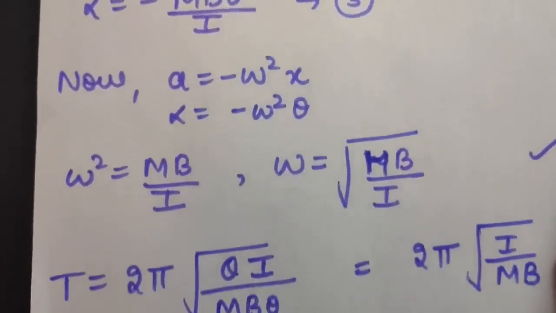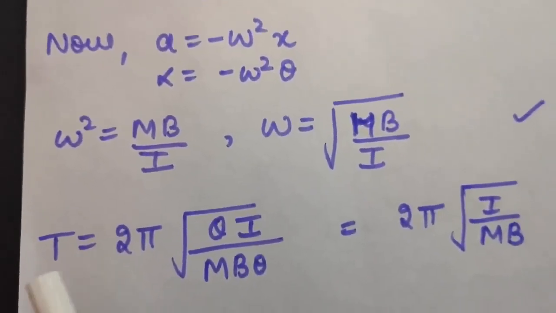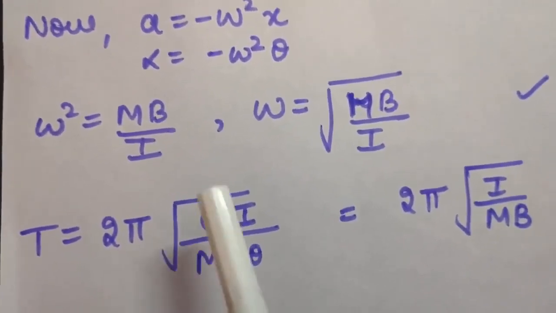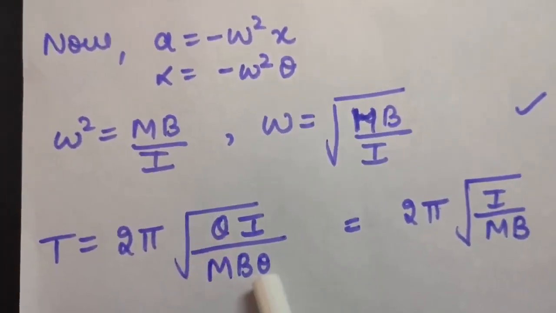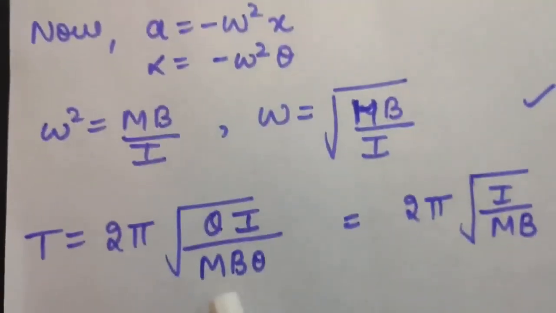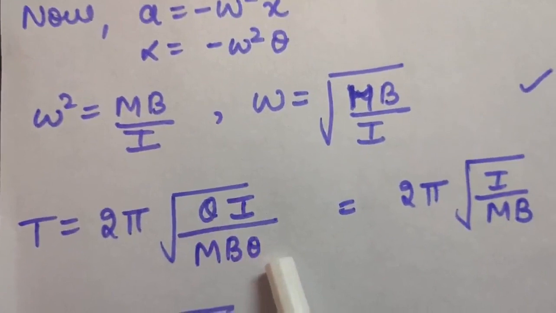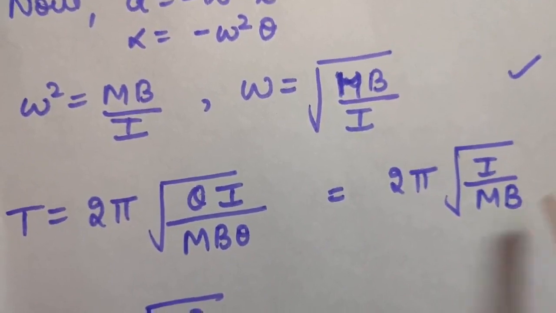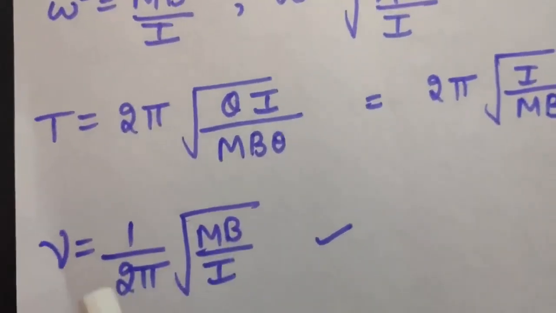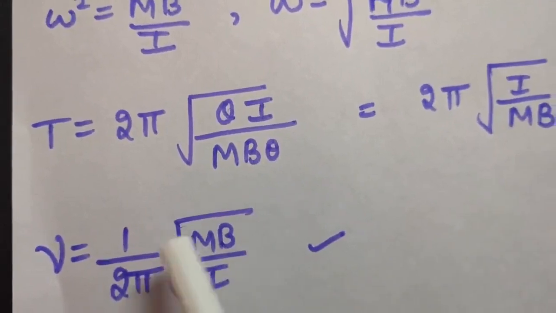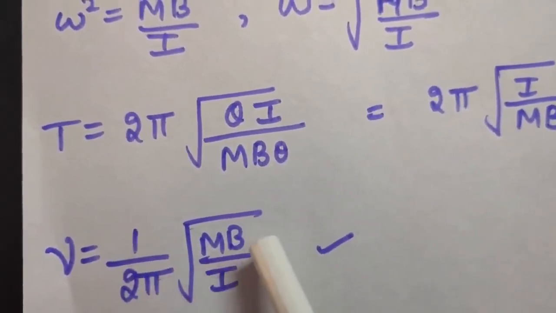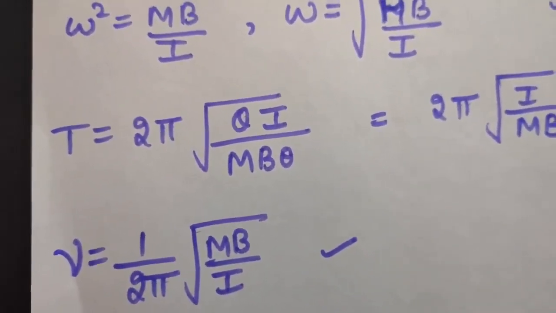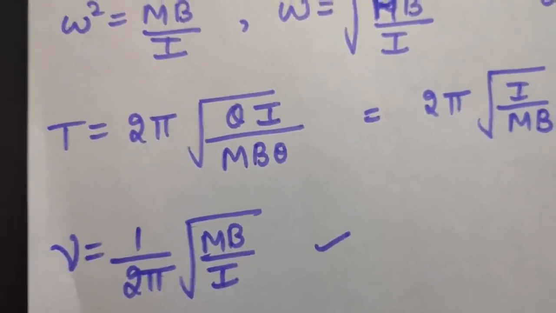Now, if we want to calculate the time period, the formula of time period in SHM is 2 pi under root displacement upon acceleration. That is 2 pi under root theta upon acceleration, and acceleration is mB theta upon I. Theta will cancel out, so you will get the time period to be 2 pi under root I upon mB. And if we want to calculate nu from it, nu is just the inverse of T, so it will be 1 by T, that is 1 upon 2 pi under root of mB by I. So this is the magnet when it is placed in a uniform magnetic field and undergoing SHM.